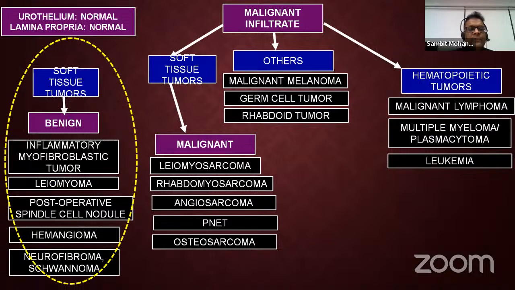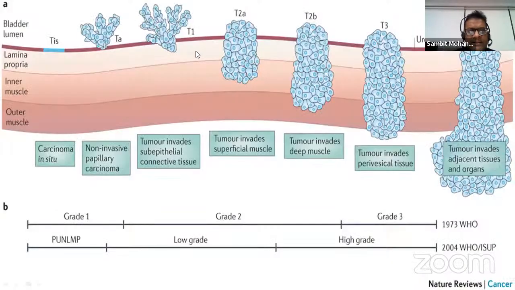Then if you get into the soft tissue of the bladder, you can have benign soft tissue tumors like inflammatory myofibroblastic tumor, which is ALK positive, leiomyomas, post-operative spindle cell nodule following a TURBT, hemangiomas and PEComa, and a bunch of malignant vascular tumors and other smooth muscle tumors, melanoma, germ cell tumor, and hematopoietic neoplasms. So this is a schematic diagram.